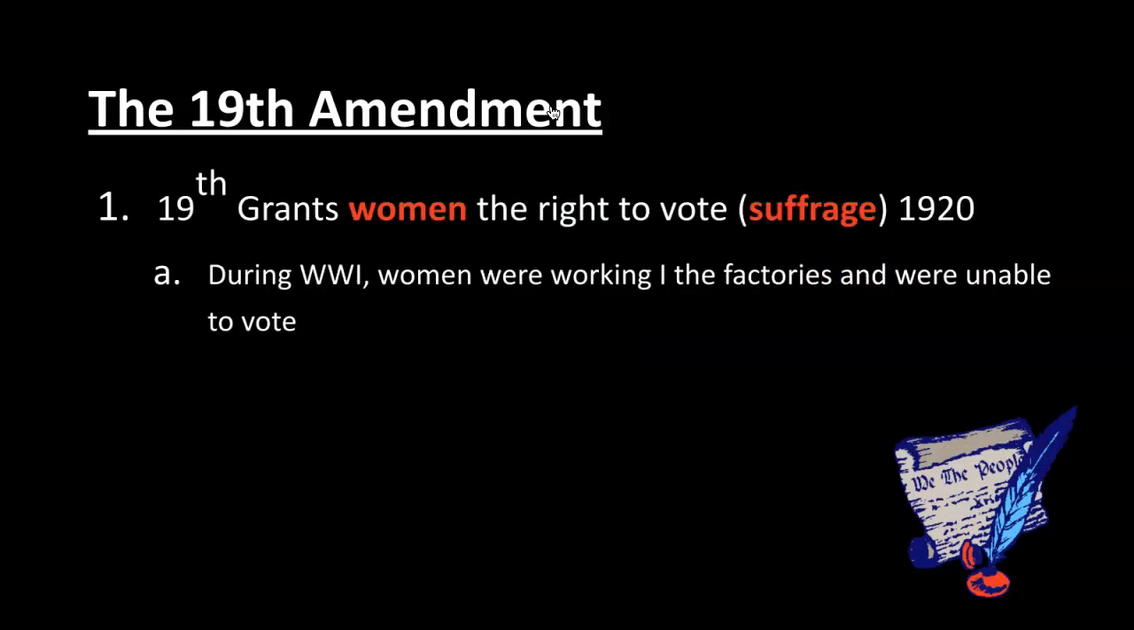The 19th Amendment granted women the right to vote, or gave them suffrage. This was enacted in 1920, and one of the main reasons many historians note was that during World War I, women were a key part of the workforce working in factories and weren't able to vote. And so the hypocrisy for the time, that we would call on them to help us out but they wouldn't get the right to vote, was somewhat glaring.